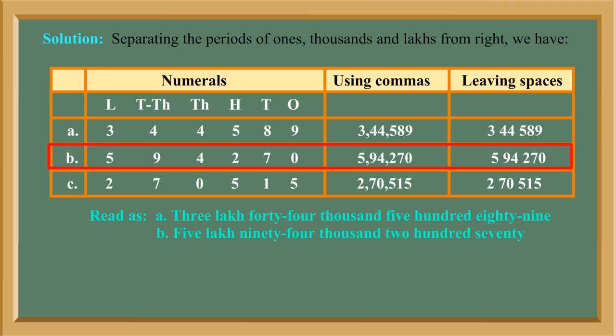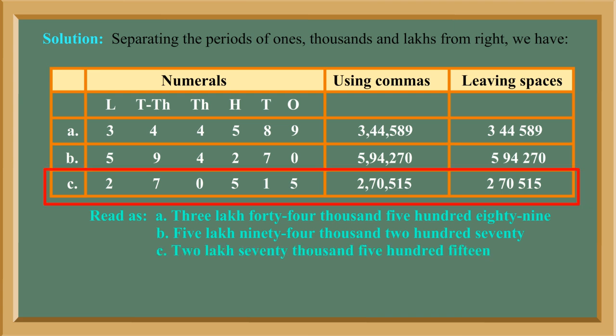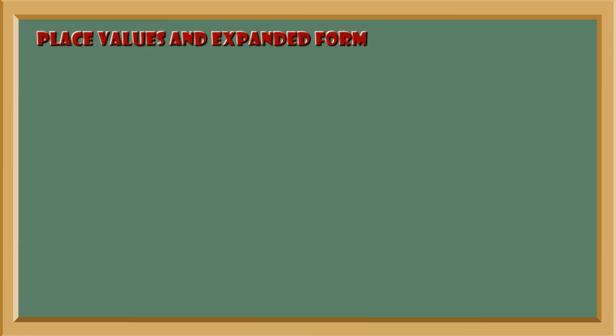3,44,589, B. 5,94,270, C. 2,70,515. Place values and expanded form.